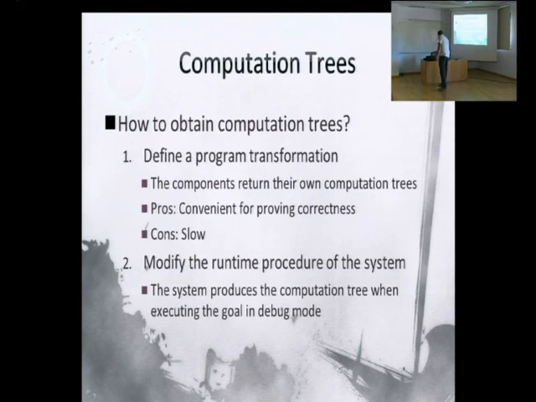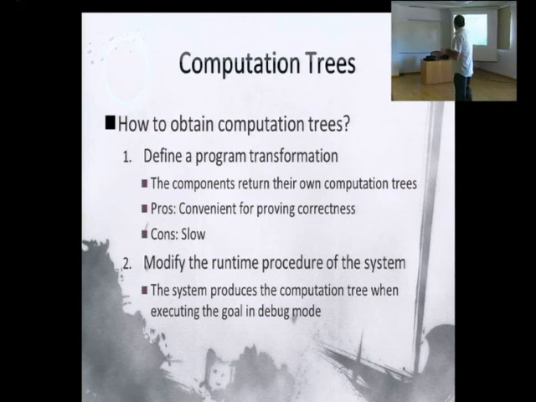Okay. And how can computation trees be obtained in general? There are two ways explained in the papers about this technique. The first one is to define a program transformation. We have a program and produce a new program, such that the debugger produces a new program that behaves as the initial one, except that it also produces the computation tree. We can think a little bit about this now, but it can be done. So the components return their own computation trees after the transformation.